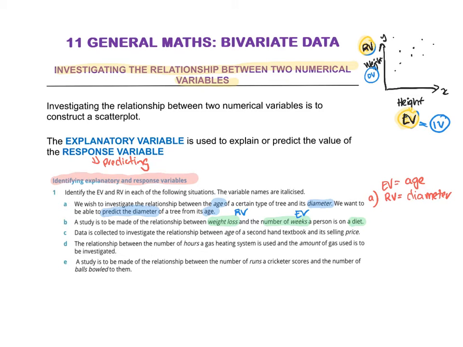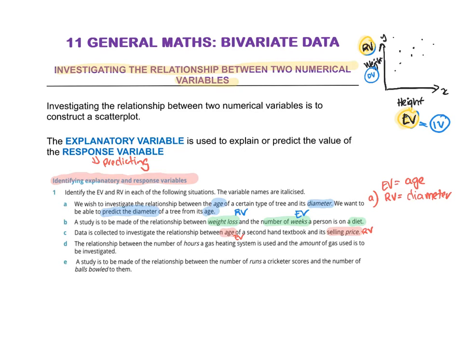Data is collected to investigate the relationship between age, so you can see that's numerical, of a second-hand textbook and its selling price. So what do you reckon we might be looking at there? Predicting? Good. We're looking at the response of the selling price and the age. I can't really change the age, can I? It is what it is. So it'll be the explanatory or the independent variable. Okay, let's go to the last one.